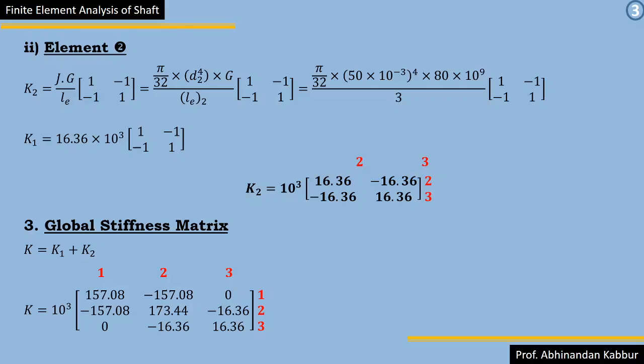Then 3 of 2 is minus 16.36, then 1 of 3 I don't have any value, 0, then 2 of 3 it is minus 16.36, and 3 of 3 it is plus 16.36. Therefore this is what my global stiffness matrix is.